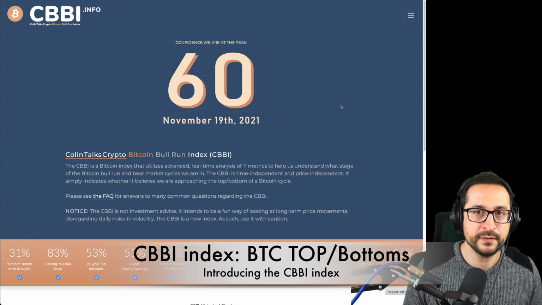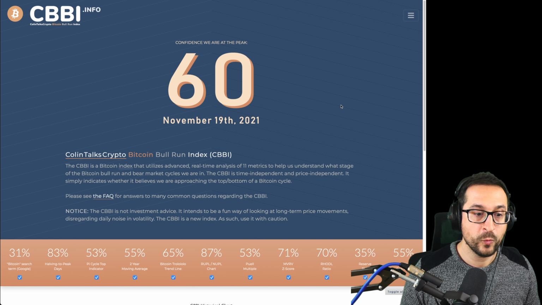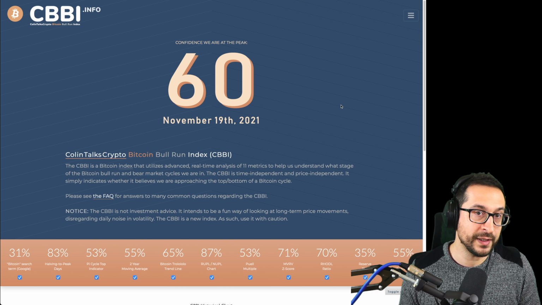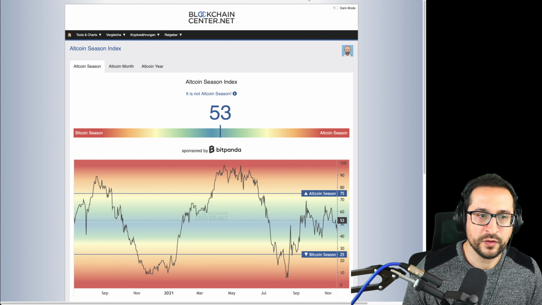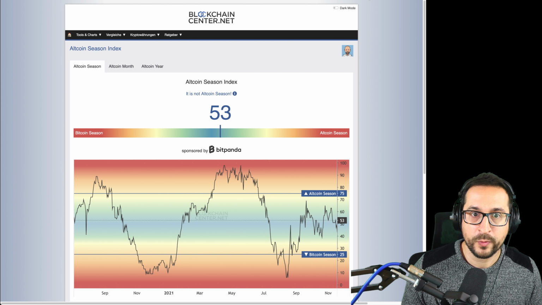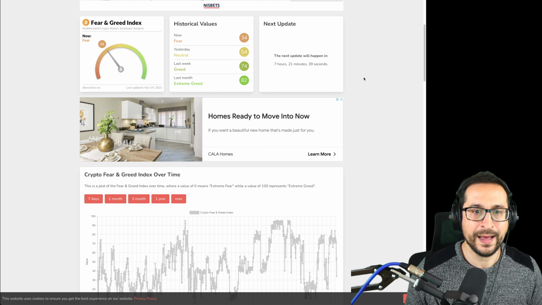What exactly is the CBBI index and how can it help you forecast where the top or the bottoms are in the crypto market? I know what you're probably thinking. We already have something like the altcoin season index, or the crypto fear and greed index, to help us with that. Why do we need another index?